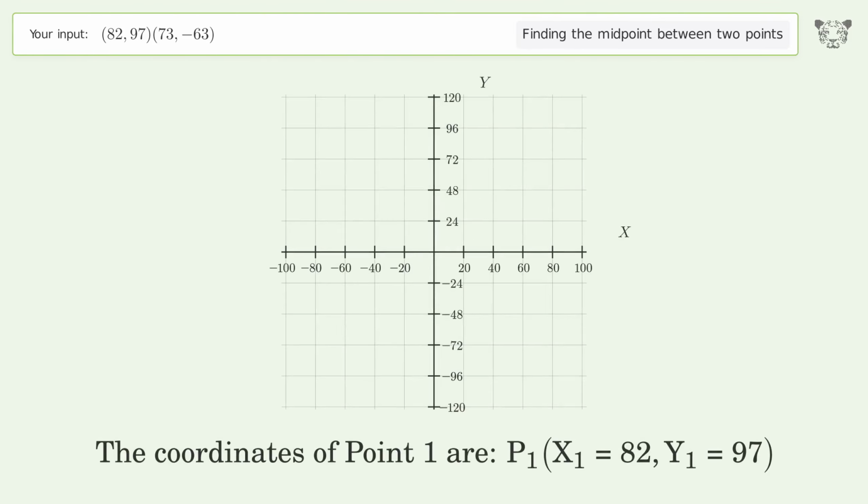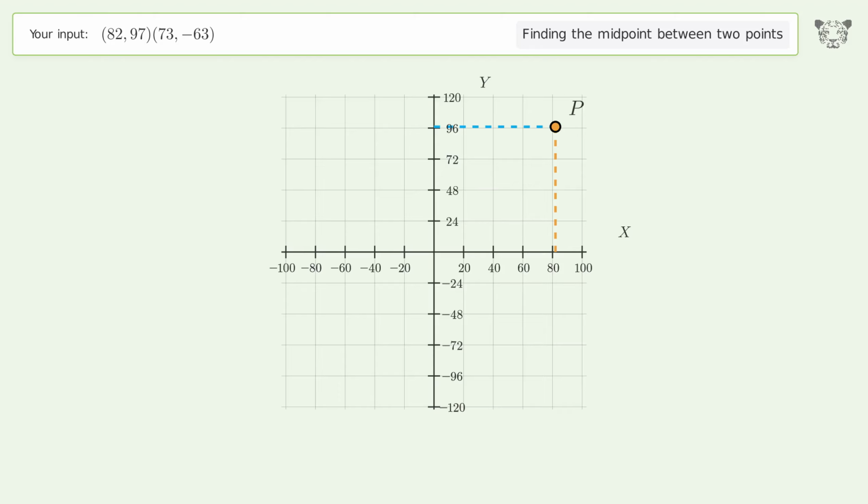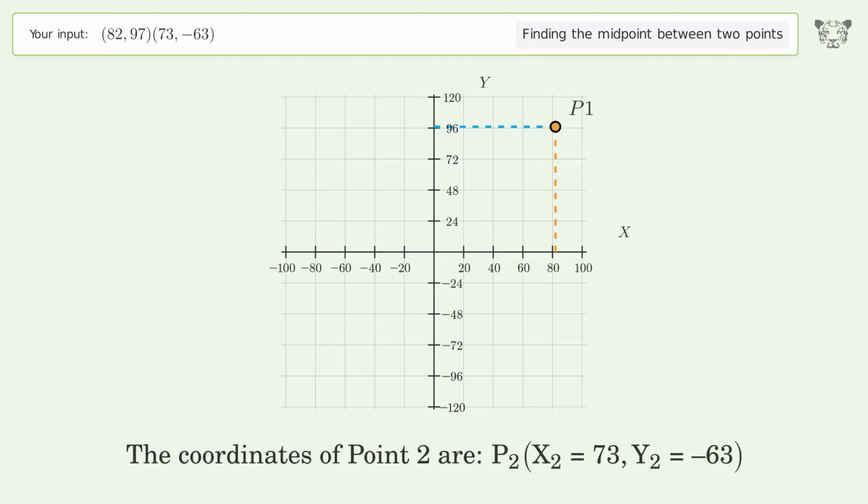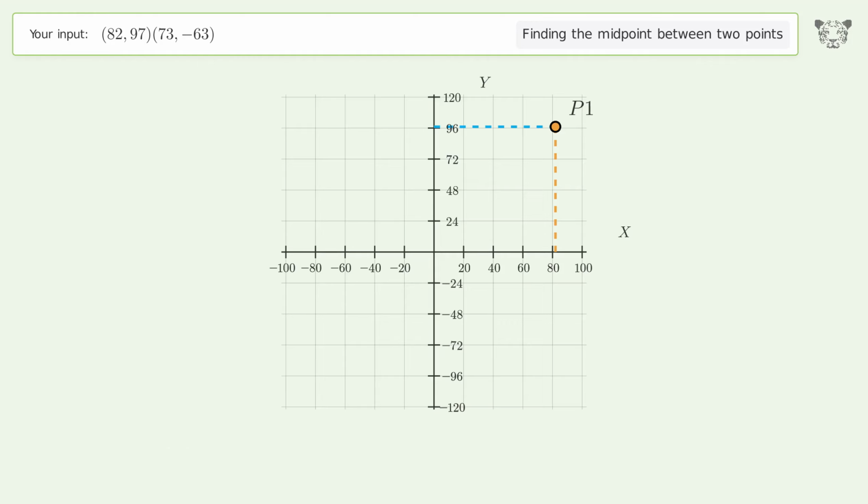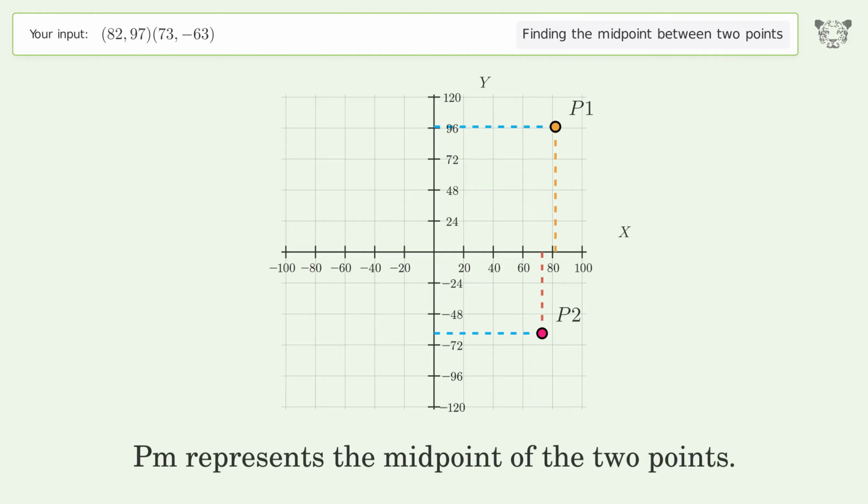The coordinates of point 1 are, x1 equals 82, y1 equals 97. The coordinates of point 2 are, x2 equals 73, y2 equals negative 63. PM represents the midpoint of the 2 points.